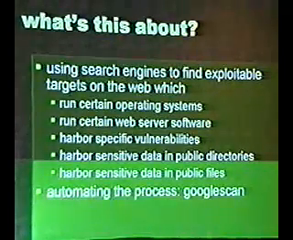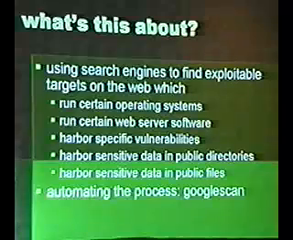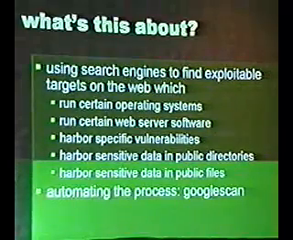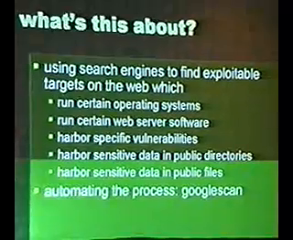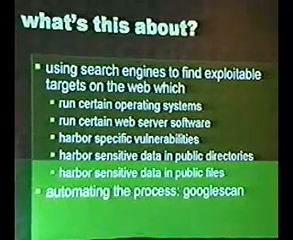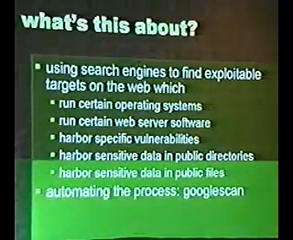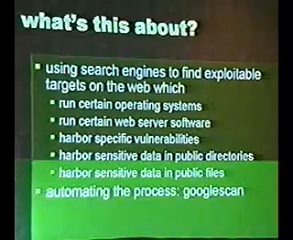And we're also going to use Google to find exploitable files on systems or directories on systems that fall into certain categories. These categories are somewhat arbitrary, but based on the stuff that I've found, they fall into operating system vulnerabilities, web server vulnerabilities, sensitive data in files, and sensitive data in directories. We're going to see examples of all that, and we'll talk briefly about automating the process.